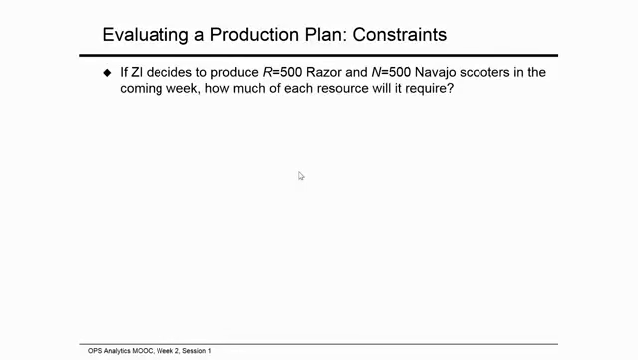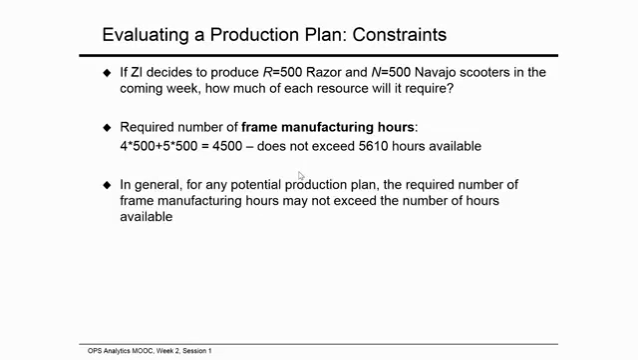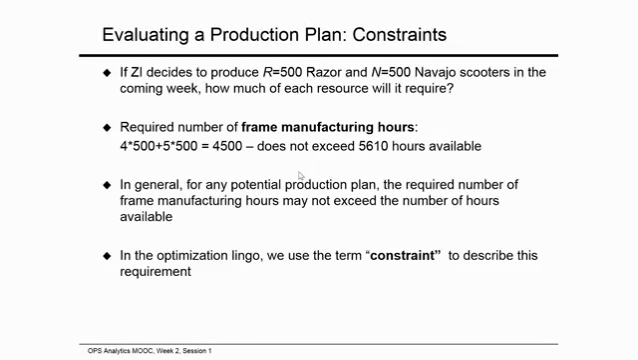Constraints form the third building block of an optimization model. If Zuter makes 500 of each scooter model, how much of each limited resource will this require? Well, on the frame manufacturing front, Zuter will need 4,500 hours. No problem, it has many more hours available. Whatever combination of decision variables Zuter selects, the number of required manufacturing hours cannot be higher than the number of available hours. This is what we mean by a constraint.